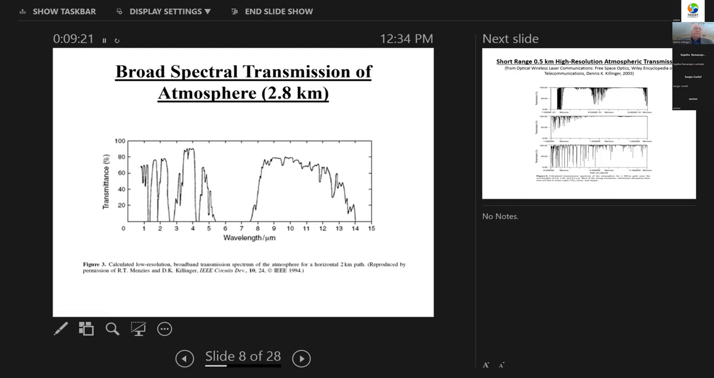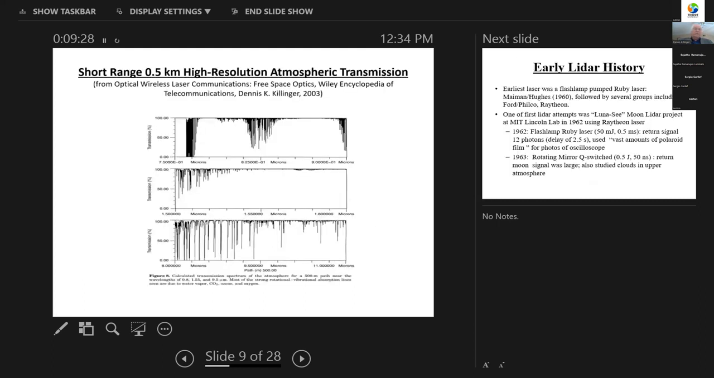Okay, this is a low resolution spectrum of the atmosphere. A high resolution looks more like this, and I just put this in. This is from some stuff I was doing on laser communication through the atmosphere. This is the transmission of the atmosphere around 0.8 microns, around 1.5, and also at 9.5. And you can see the individual absorption lines of the gases in the atmosphere: water vapor, CO2, ozone, oxygen, and other molecules, CH4 and other things.